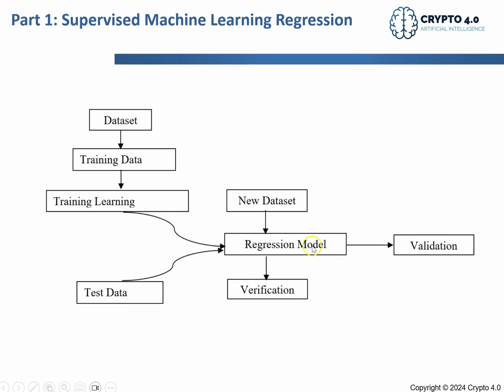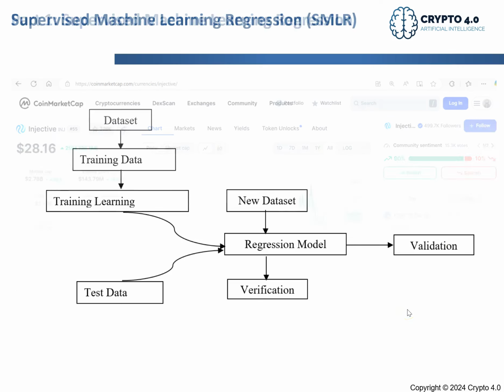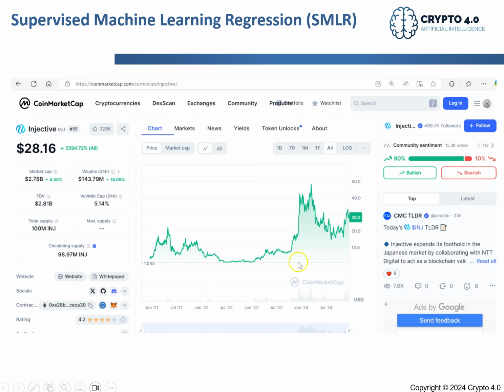Then I will verify this error and compare different models. The one that has the smaller error I will choose. Then new data will come out. In our case, I will use the historical data until November 2024 to train and test the model, and then the new data will be the prediction for 2025, and then of course I will validate my model.